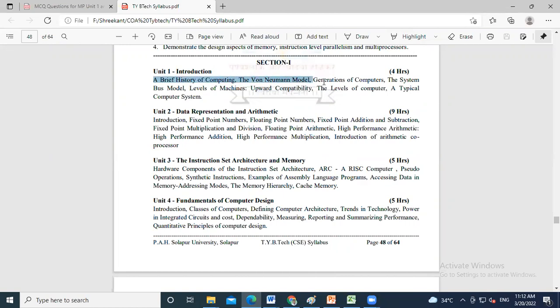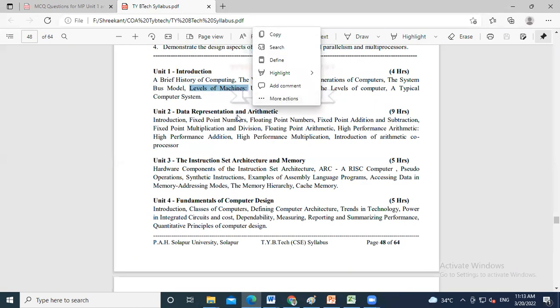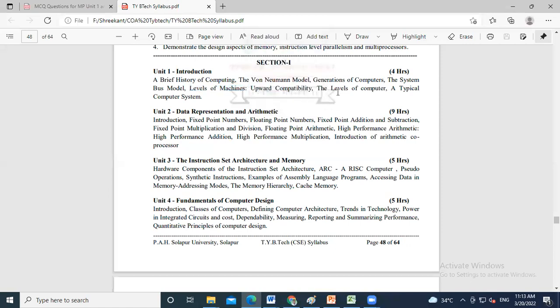So totally these three topics: brief history, Von Neumann model, and generations of computers. For this module I have to prepare slides also, a presentation. That PPT I will send to you today, and today I have to complete this module. The system bus model, you already know, I talked about a bit in the last lecture. Today I will again cover the system bus model and levels of machines. In levels of machines, there are two types: upward compatibility and levels of computer. After that, we will cover a typical computer system.